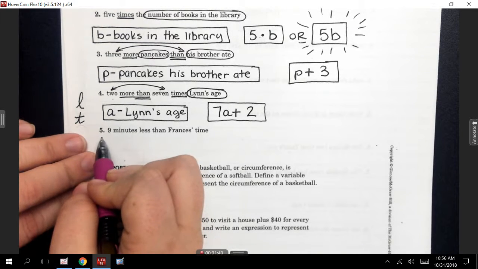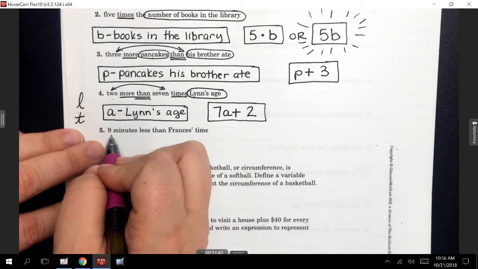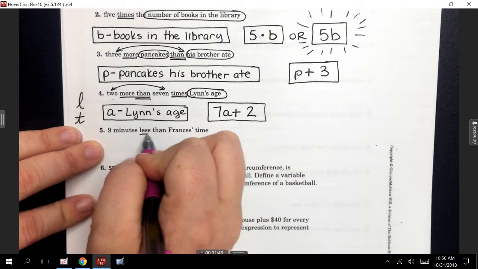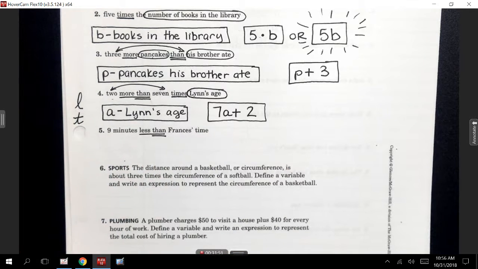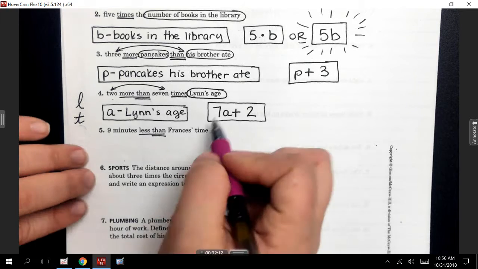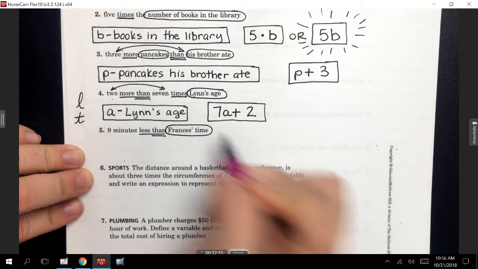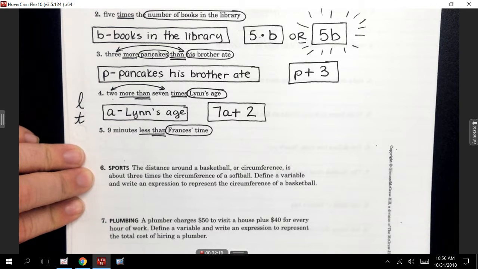Okay. So let's look at the next one. Number 5 says 9 minutes less than France's time. All right, what do I need my variable to represent here? Javon? Not what operation. What information am I missing? What should my variable be defined as? What do we not know? We don't know France's time. Okay, do y'all see that? We don't know what that is, so that's my variable. What would be a good letter for that?